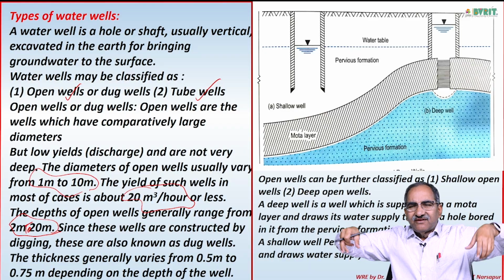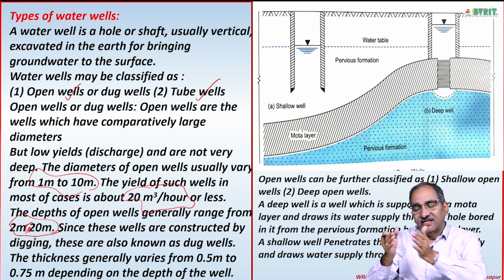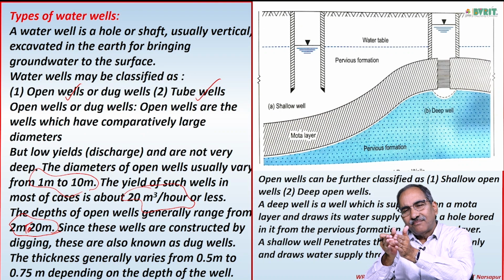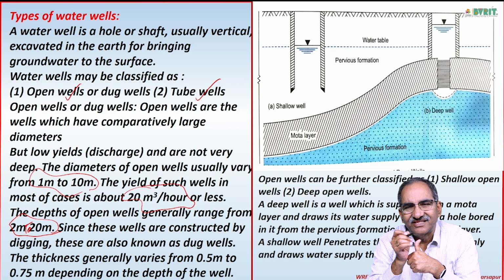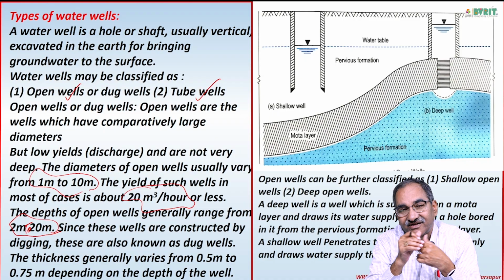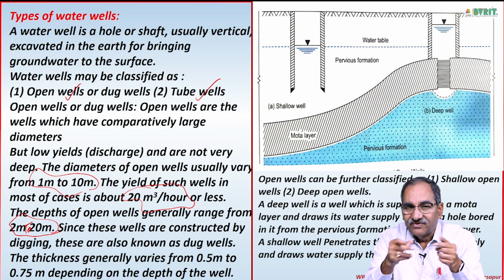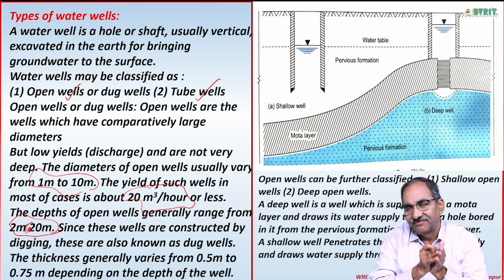Generally, an open well is a thick well. The well thickness may vary, for example 0.5 to 0.75 meters. Generally, the wells we constructed in houses in the olden days, and mostly in the fields, were for giving water for agriculture. Whatever open wells we construct, these are the basic things we talk about.